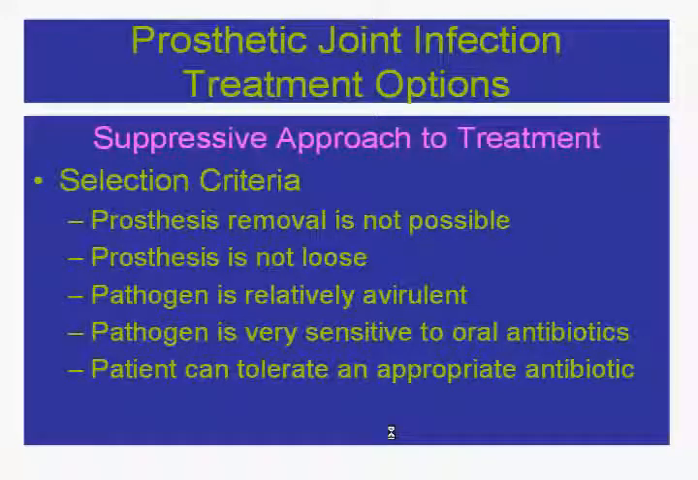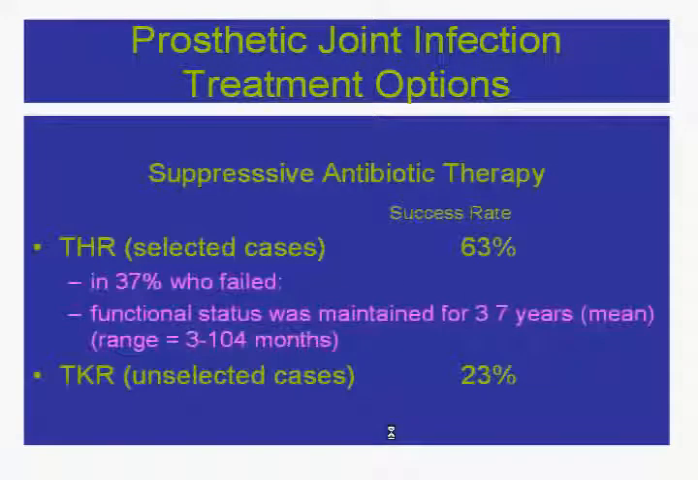If the pathogen is relatively avirulent, it's a little tough to try to suppress an infection in somebody who's been septic with that organism, because if the suppression fails, you may wind up losing a life and a limb, or a limb and a life. Pathogen is very sensitive to oral antibiotics, and the patient is able to tolerate that antibiotic. If you have all 5 of those, that's the way we actually started doing suppressive therapy here. And in those situations, they were all total hips that we were looking at at that time. The success rate was 63%.